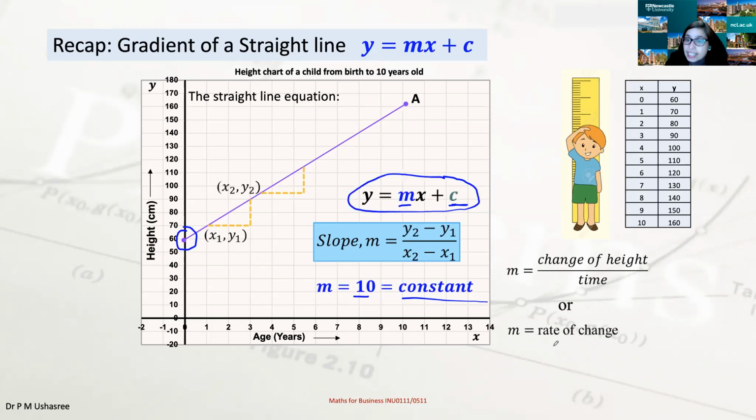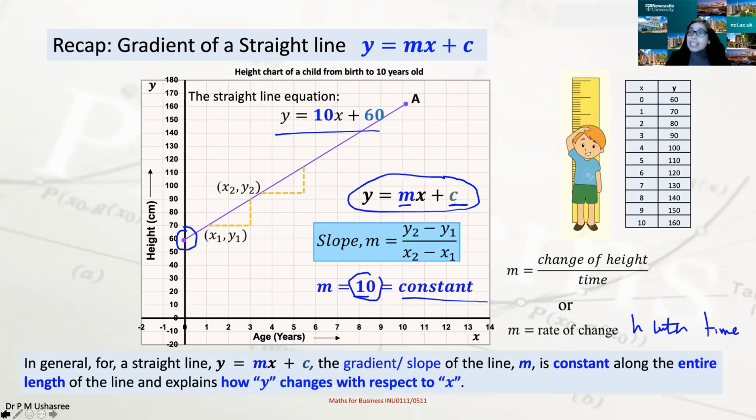Or you can say that the gradient is nothing but the rate of change of height with time. Yeah, that's what you've seen, isn't it? So the equation of the straight line will be y is equal to, substitute for m in the general equation, substitute for the y-intercept in the general equation, you get y is equal to 10x plus 60. That's the equation of this straight line.